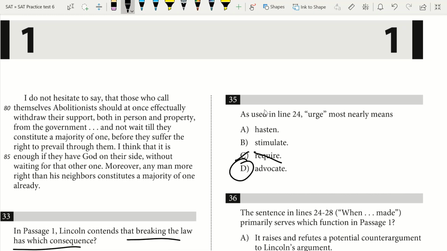He isn't requiring people to obey the laws. He's not stimulating them to or hastening them to. He is advocating for them to, though. So D will be our correct answer for 35.